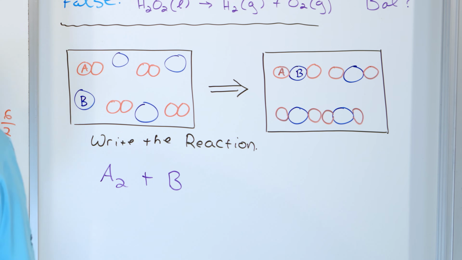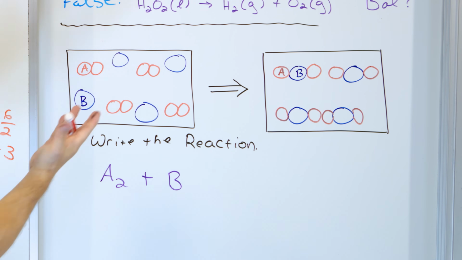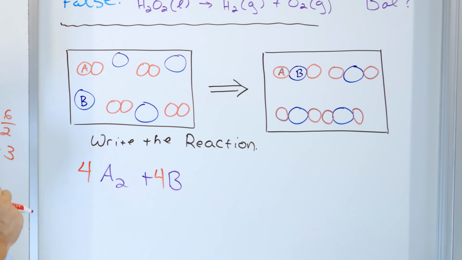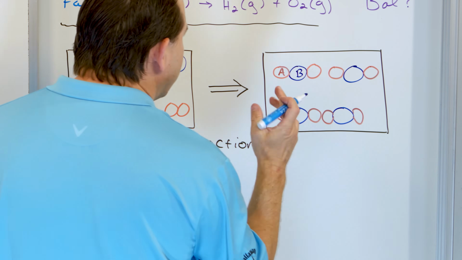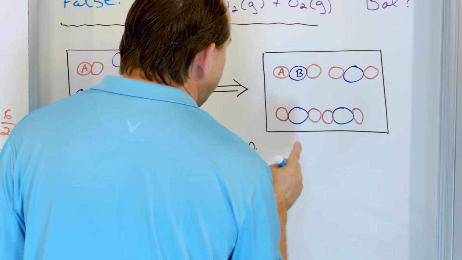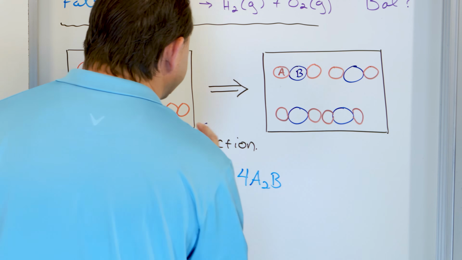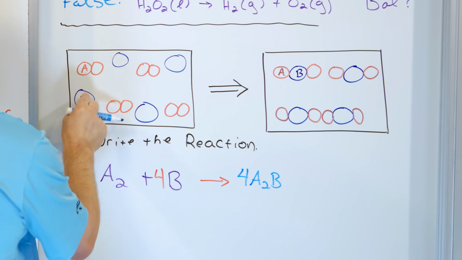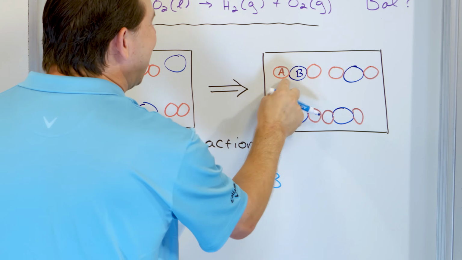How many do we have? We have 1, 2, 3, 4 molecules of A2. These are generic molecules. We have 1, 2, 3, 4 of the B atoms. And what does it form on the right-hand side? It forms a new molecule, A2B. This is like H2O. A2B is like a single unit. How many of these units do we have? 1, 2, 3, 4 of those. So there's a 4 in front. What we figured out is that 4 of these molecules called A2 combine with 4 of these individual atoms called B to yield 4 groupings of molecules of this thing called A2B.